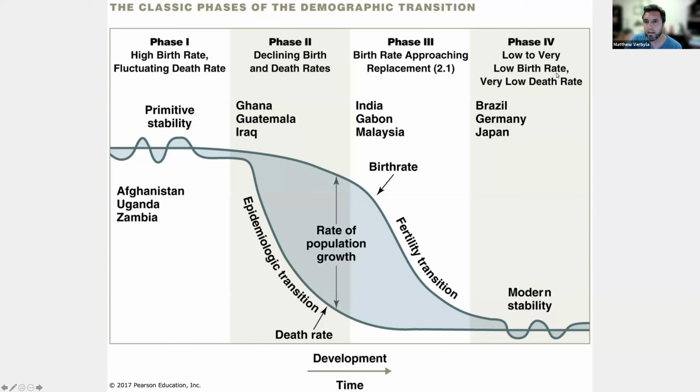In phase 4, countries like Brazil, Germany, Japan, most of Europe, the United States, you see a low to very low birth rate and a very low death rate due to increased healthcare, and this returns us back to a modern stability, which was experienced in phase 1, stability in the population change, so very low population change, and that's where we're basically headed, many countries. So where we used to have relatively stable population in the world, phase 2 and phase 3 caused that rapid exponential growth in the population, and now we're approaching a phase 4 in many countries where we're coming back to a stability in the world's population.